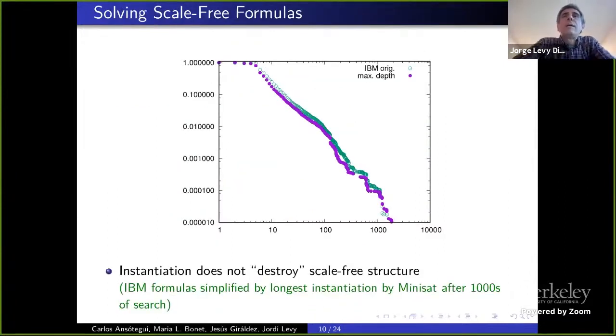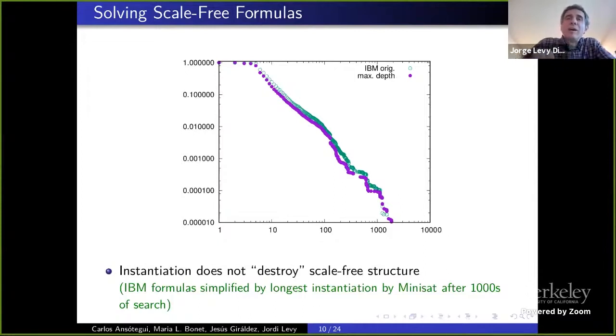So the next natural question is, what happens when you try to solve the formula? During the execution of the SAT solver, is this scale-free structure modified? It seems natural that if you have variables that occur thousands or millions of times in the formula, the best thing you can do is to instantiate those variables, because they make the formula decrease very much.